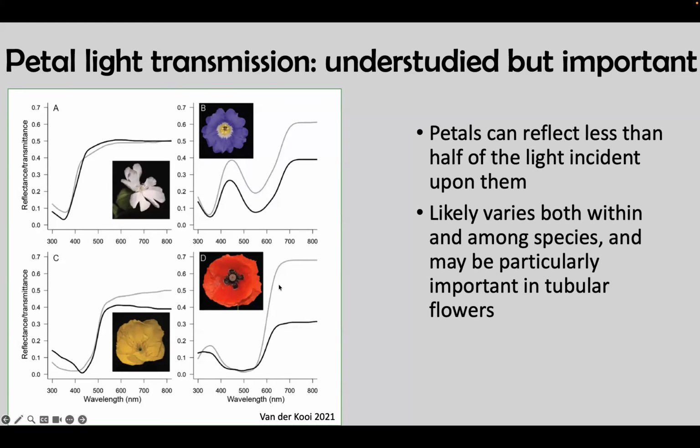And I'm willing to bet that this varies within and among species like all of the other floral color traits we've seen. And I think it's probably particularly important in tubular flowers. And I think this is an ideal candidate for thinking about what floral traits might shape microbiome assembly.